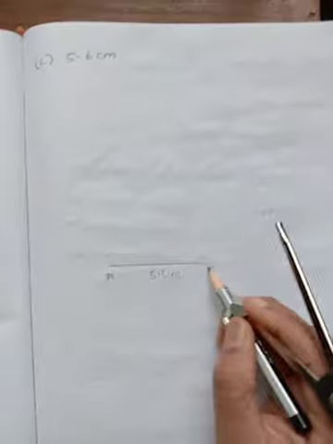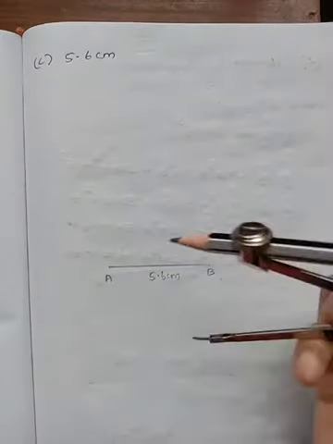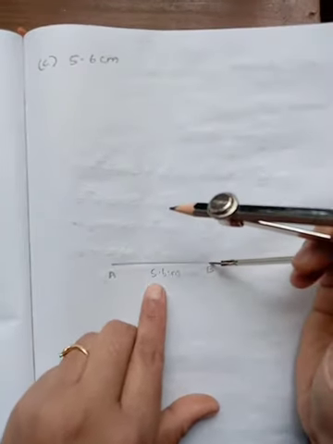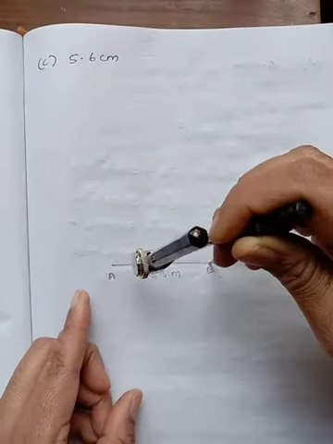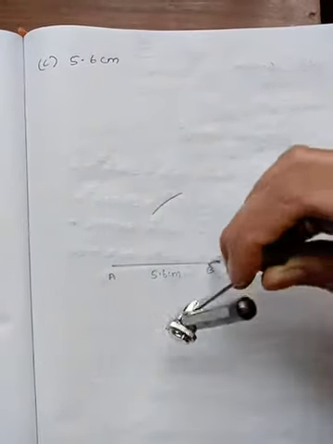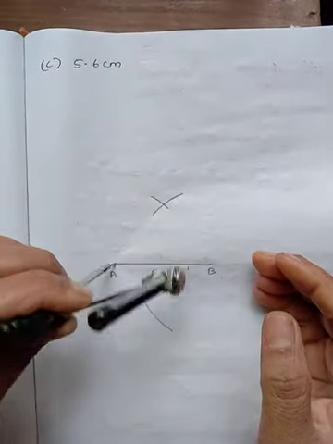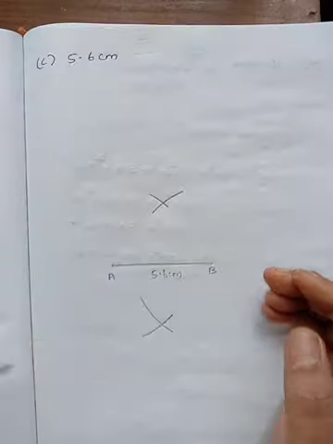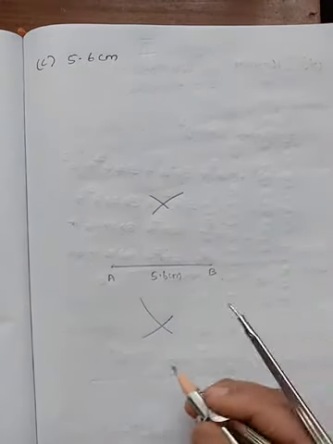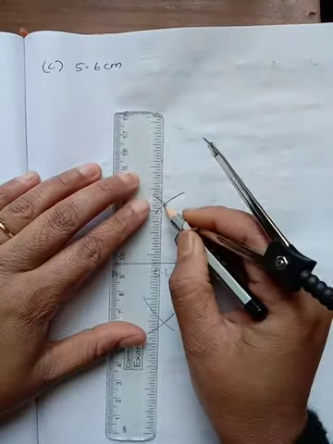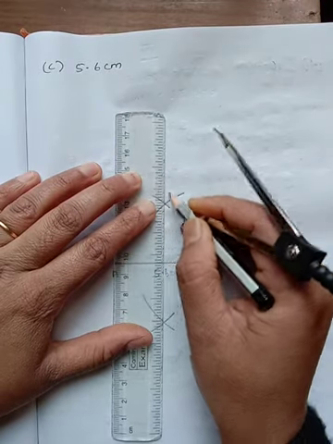Now draw a straight line 5.6 centimeter. Imagine maybe this is the half. You take half and above. Place the compass in B. Cut one arc up and down. Once again you place the compass in A. Now we have drawn the two arcs. Now we'll join both the arcs.